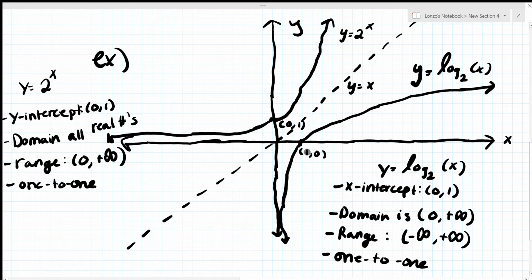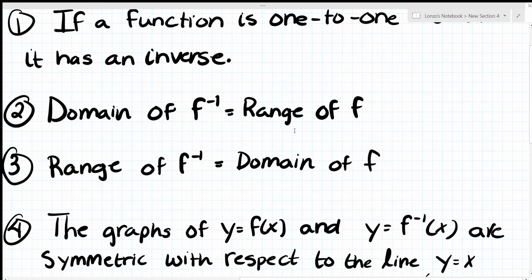Over here we have an x-intercept of (1, 0), and the domain of this log graph is from 0 to positive infinity. Remember from the exponential, that was also the range of the regular exponential graph, right? So that goes with this rule: the range of f inverse is the domain of f. That's rule number 3.